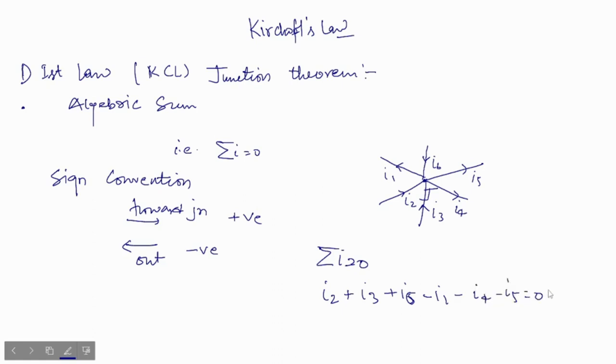This will be 0. If you transpose this to the other side, what will be the final result? I3 plus I2 plus I6 equals I1 plus I4 plus I5. That means the incoming current equals the outgoing current. Also, Kirchhoff's first law is based on the law of conservation of charge. From here you can see that the net current coming to the junction is equal to the net current leaving the junction. This was Kirchhoff's first law.